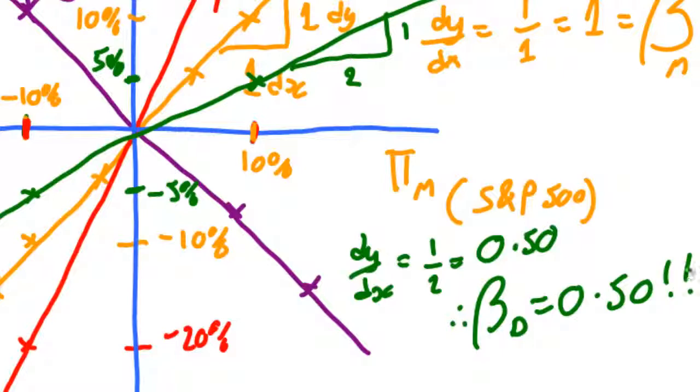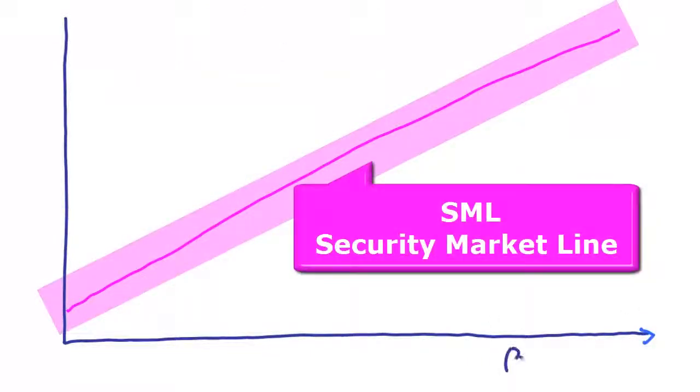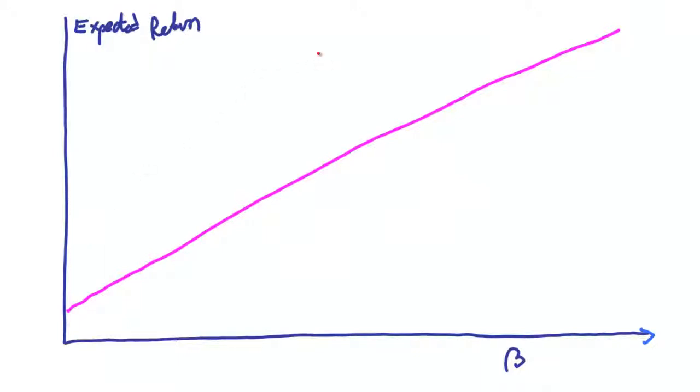The other place we often see beta is on something called the capital asset pricing model security market line, or SML for short. Here, beta plots on the x-axis and the expected return of any portfolio investment plots on the y-axis. What we can see here is the standard return pattern on the security market line. But remember, the market always gets defined as having a beta of 1.